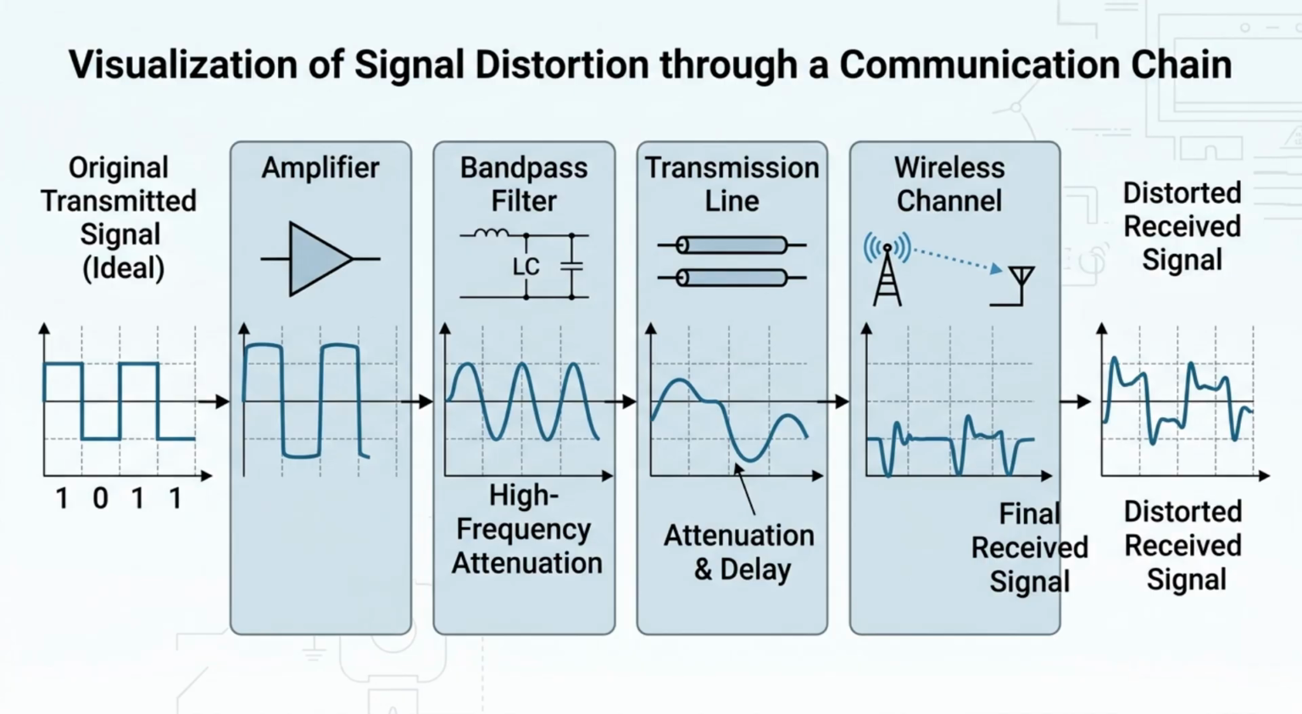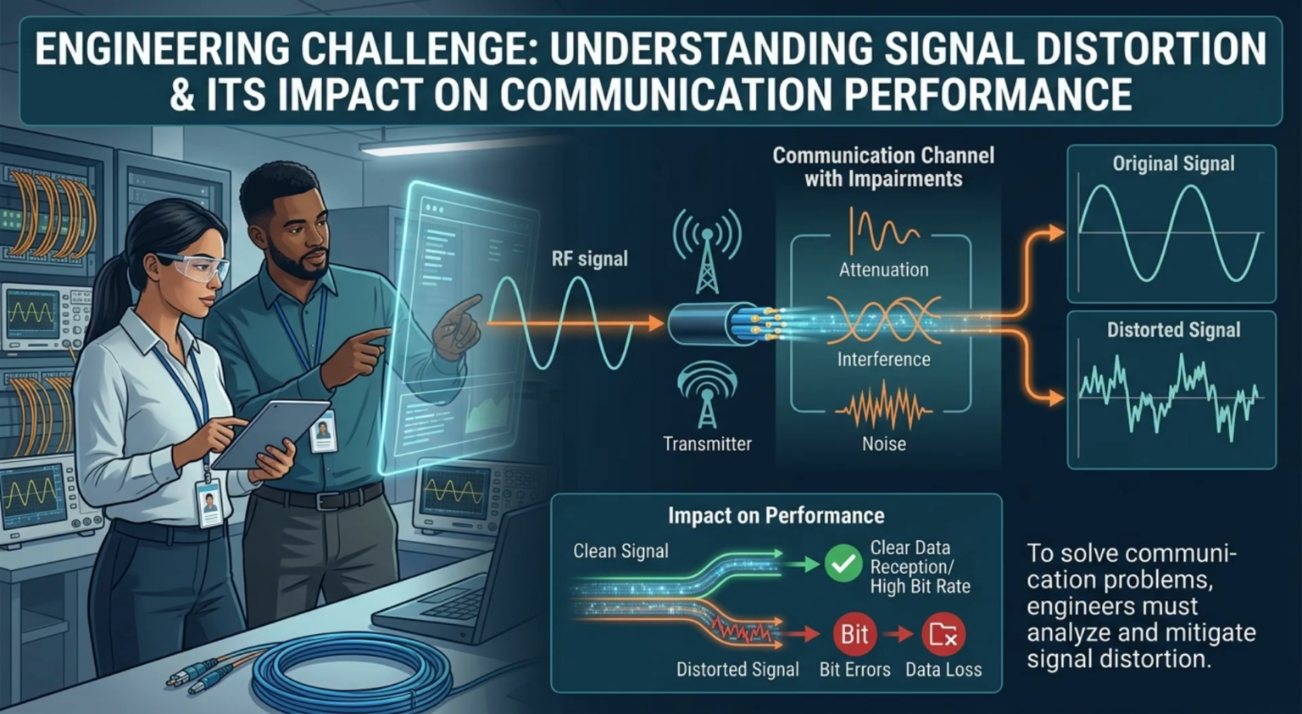As signals pass through amplifiers, filters, transmission lines, antennas, and wireless channels, different frequency components may experience different levels of attenuation, delay, or phase shift. These effects can alter the shape of the signal even when the information itself remains present. The challenge for engineers is understanding why these changes occur and how they affect communication performance. To solve this problem, we must study the concept of signal distortion.